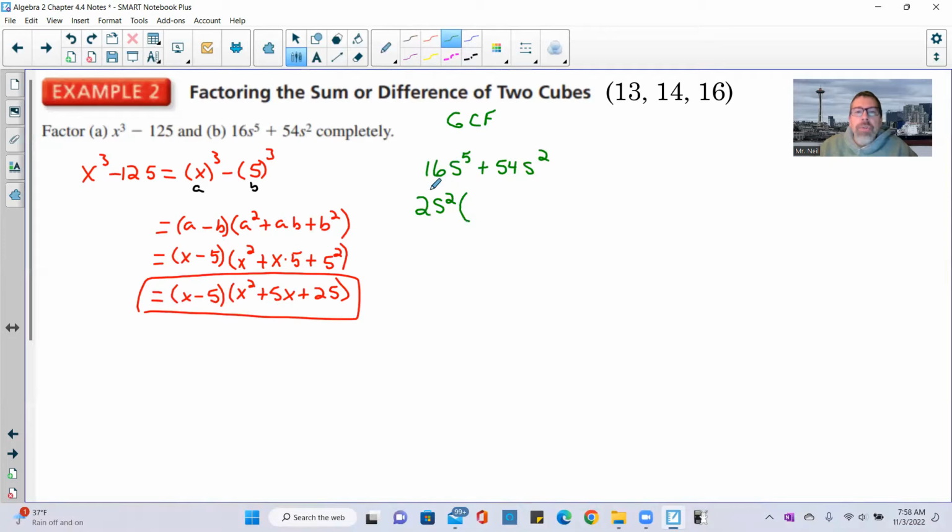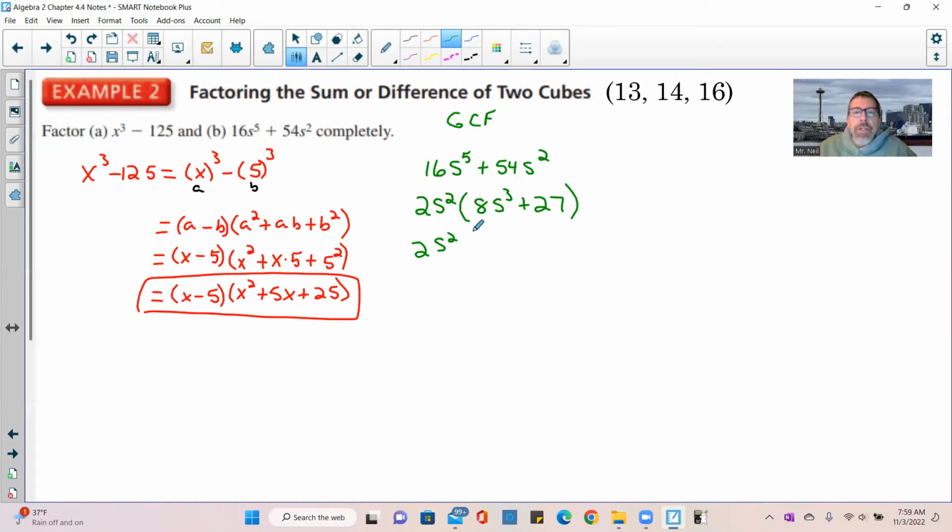When I factor that out, 16 divided by 2 is 8. S to the 5th divided by s squared is s cubed, plus 54 divided by 2 is 27, and s squared divided by s squared is 1. So there is my first thing I do, is factor out a GCF. This now comes along for the ride. And what I want to do is factor this.